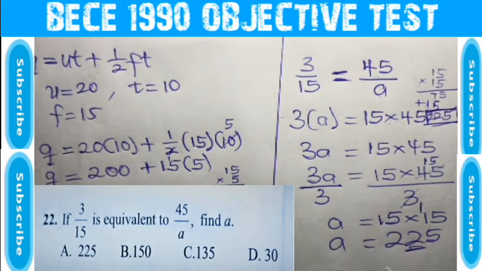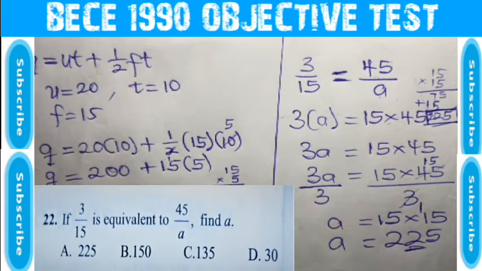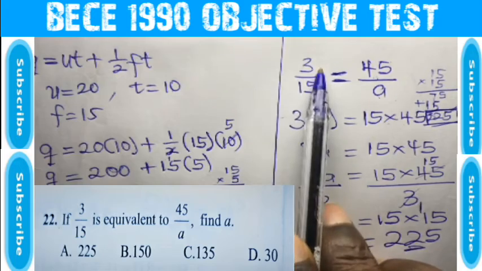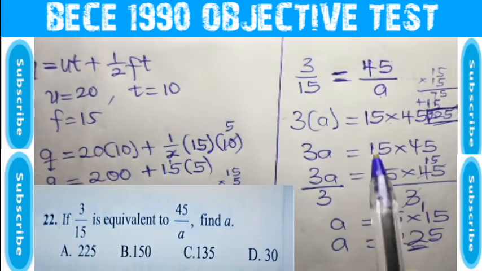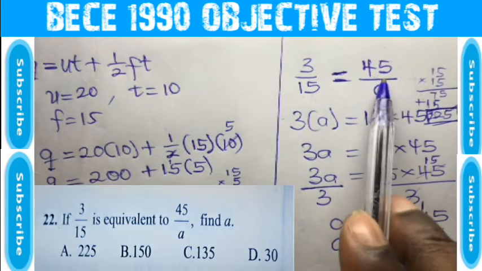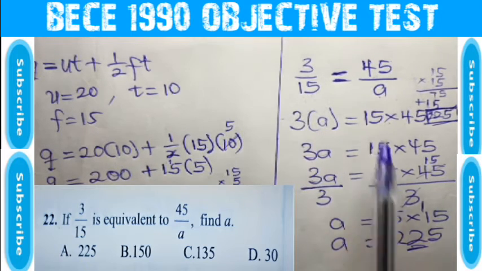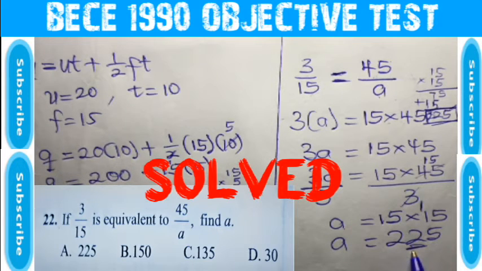So from here, you could see that they multiplied 3 by a particular factor. And the factor is 15. And then they obtained 45. So it means we have to multiply this same 15 by that same factor, which is 15. The one they used to multiply the 3 to obtain the 45. So if you multiply 15 by 15, then you have 225. And that is the final answer to question 22. So we are done with question 22.